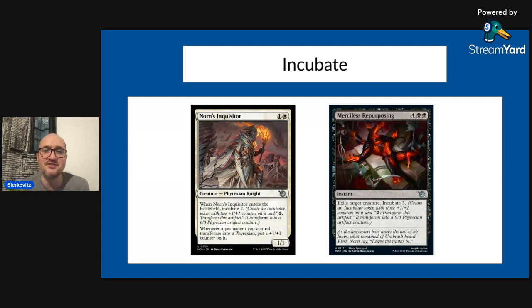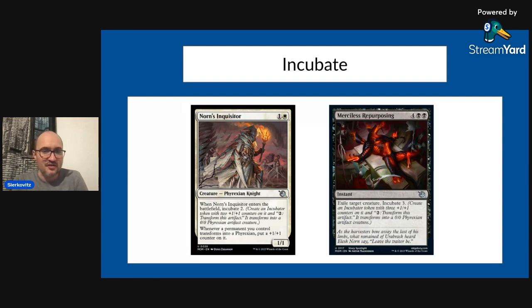So let's say you play this on turn 2. It's a 1/1. You make this incubator artifact. Next turn, you pay another 2 mana and you flip the incubator token. And also, Norn's Inquisitor gets a +1/+1 counter because it does it every time you transform something into a Phyrexian. So it's like 2 mana that for another 2 mana becomes 2 bodies that are 2/2s, with Norn's Inquisitor potentially growing further if you have other incubate things.